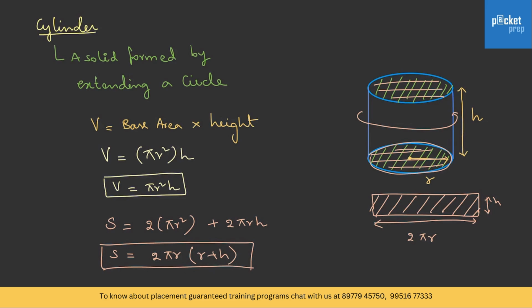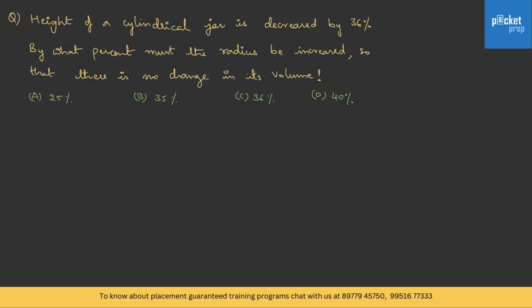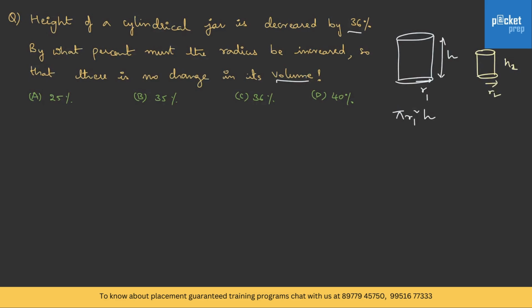Based on this, let's do a small question. Height of a cylindrical jar is decreased by 36%. By what percent must the radius be increased so that there is no change in its volume? There is a cylinder with a radius r1 and with height h, and the volume I can write as pi r1 square h. So for this one, the height has been decreased. So instead of h, it could be some h1, or I can take it as h2, and this is some r2. So this volume will be pi r2 square h2.